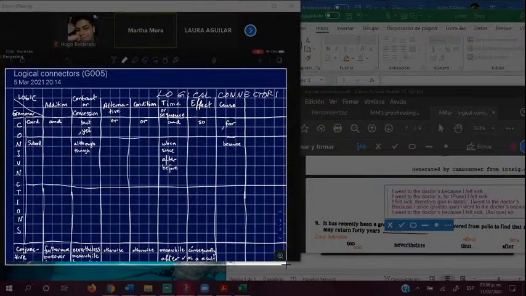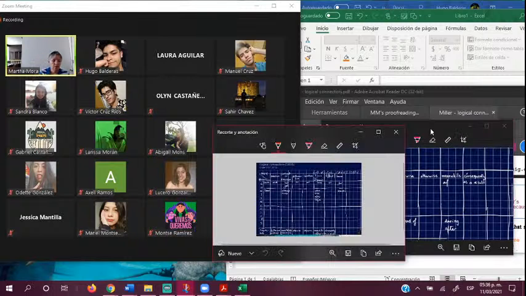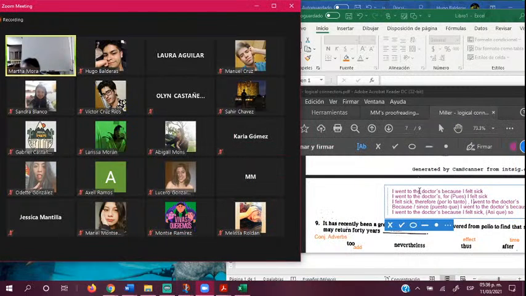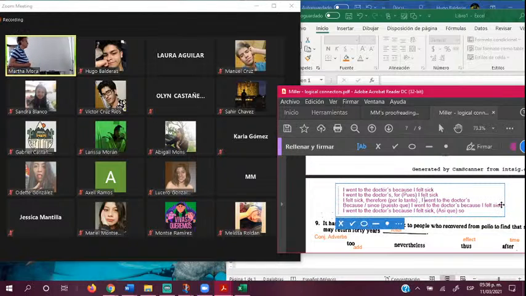Let's see if everything works. So, coordinating conjunctions. We have so far seen three families, but three families with two different types of members. So we have the fanboys, the coordinating conjunctions. Can you see there? Yeah. Coordinating conjunctions or fanboys.